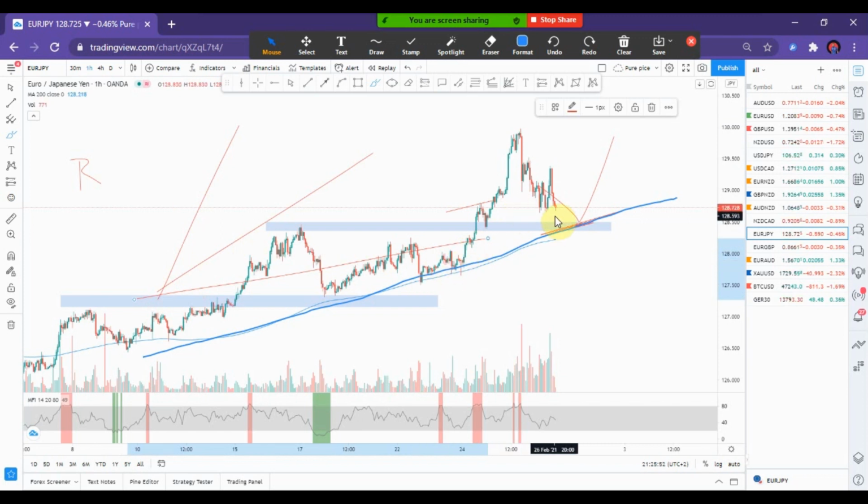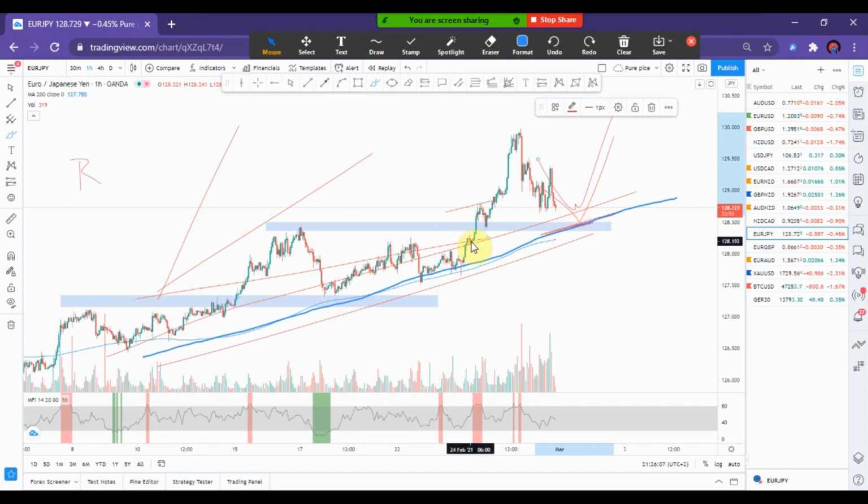And also, this is not just a line, it should be something like a zone. So around this line, price is likely to bounce and go up, not exactly on the line. And as well, there's the other issue of where should I draw my trend line? Is it on a body or is it on a tail?